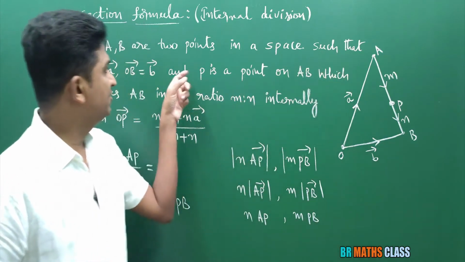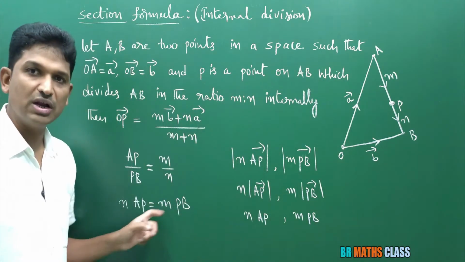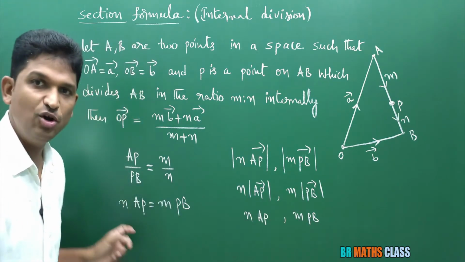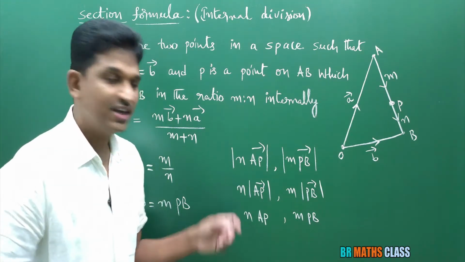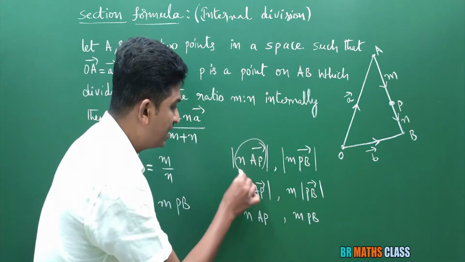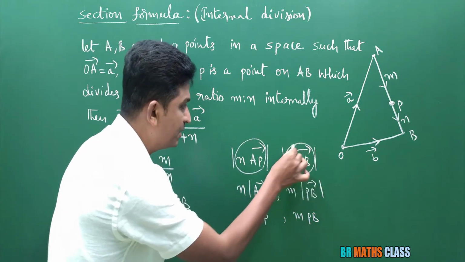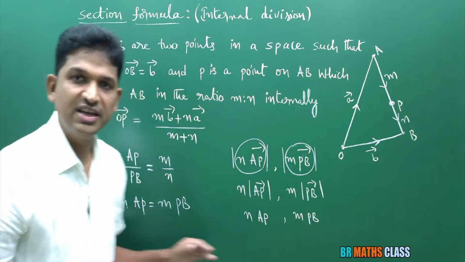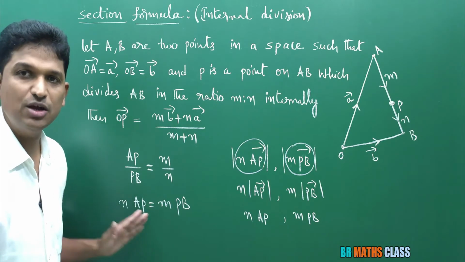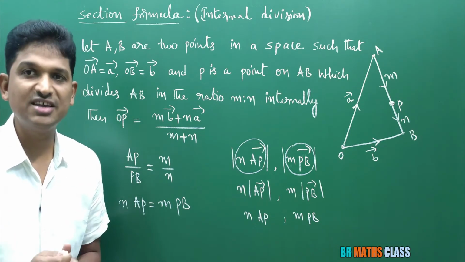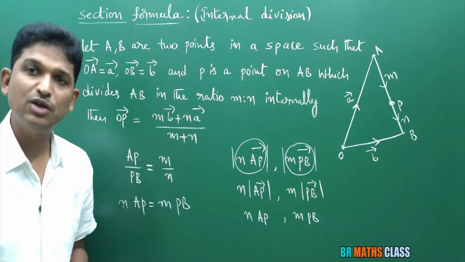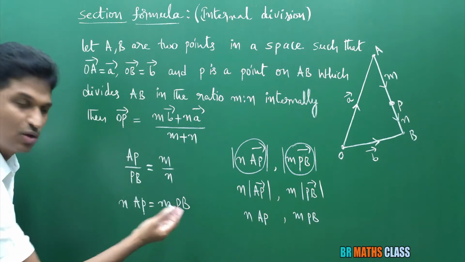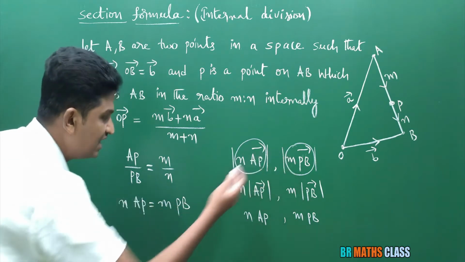Now, as per the given information, these two are equal: n into AP and m into PB. What I came to know here is that n into AP bar and m into PB bar are in the same direction, and their magnitudes are equal. Two vectors whose direction is the same and whose magnitudes are equal, then what can I say? I can say that those two vectors are equal. This is in scalar form. These two vectors are equal vectors.